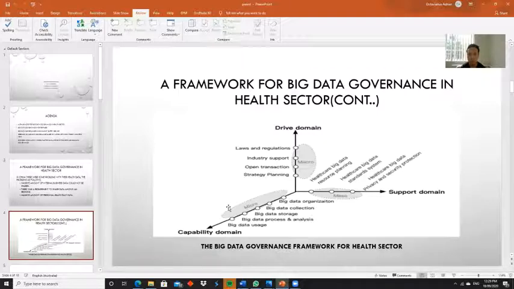So this is the solution. The solution is a framework. Basically, there are 3 domains: drive domain, capability domain, support domain. Also, the 12 guidelines. So if I can explain this framework as the ability of people to run. The domain is whether the people can run or not. Capability is how fast is to run. Support is how far is to run.